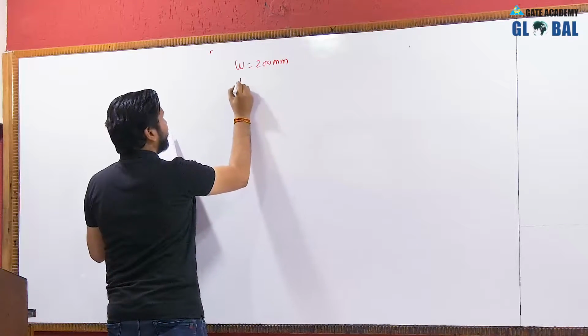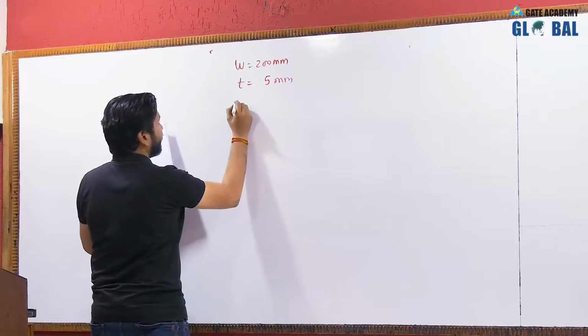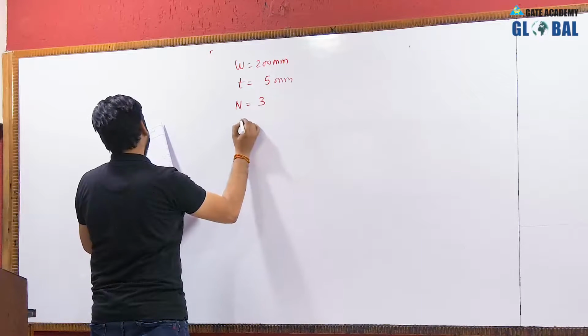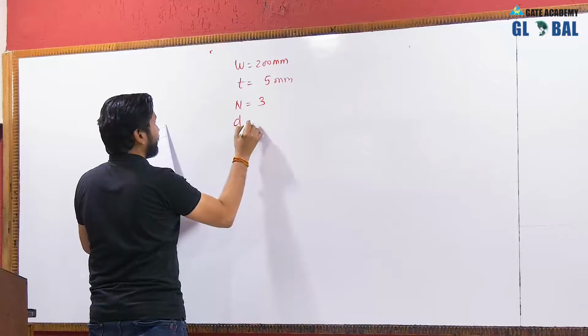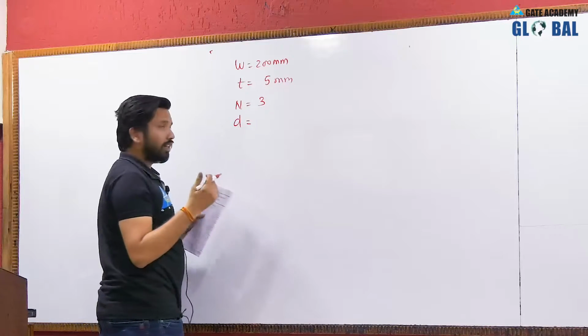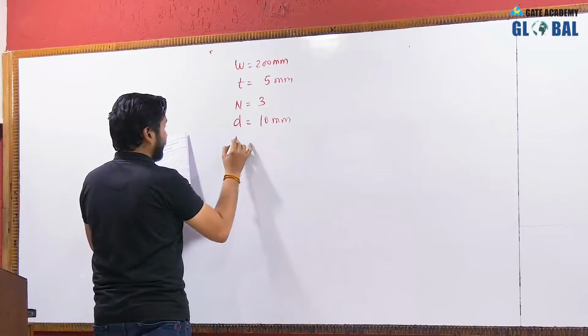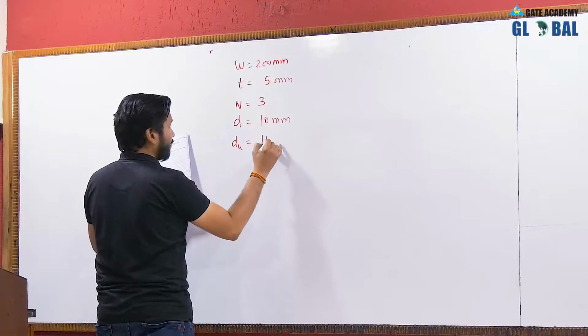The thickness of plate T is equal to 5 mm. The number of rivets N is equal to 3. The diameter of rivet D is equal to, here it is mentioned as dr, but we take it as D, so I will be writing D only. This is 10 mm, and the diameter of hole, dh, is 11 mm.